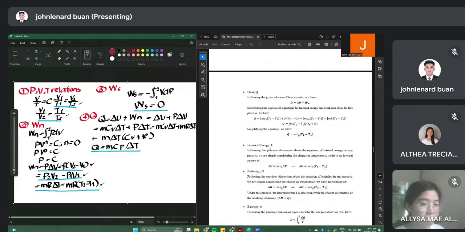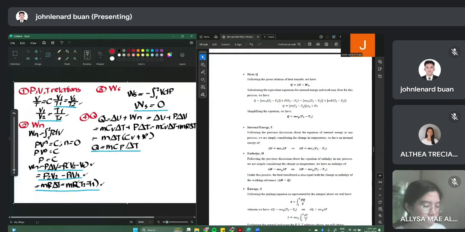We also have here the internal energy. For internal energy U under isobaric process, just simply use, again, delta U is equal to mCv delta T. Again, delta T is equal to T2 minus T1.